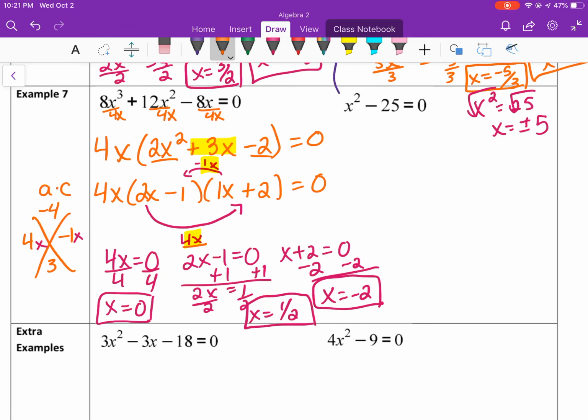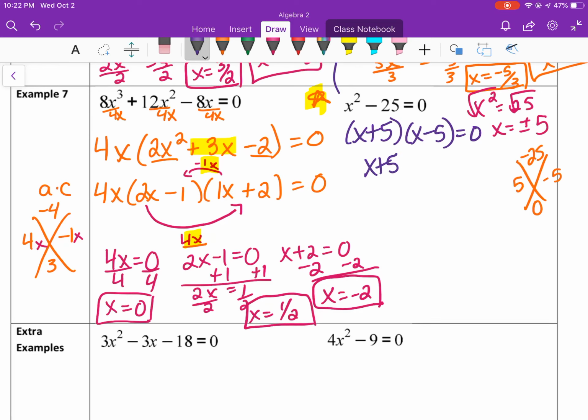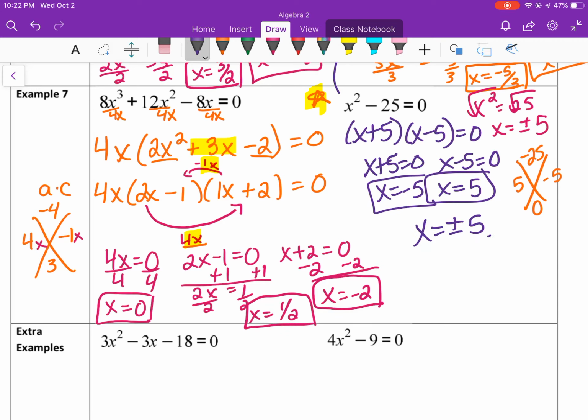But if you want to factor it, since there's no b term, what multiplies to negative 25 but adds up to 0? That's 5 and negative 5. This is a difference of perfect squares, if you can recognize that pattern. This one factors to x plus 5 and x minus 5. So x plus 5 could equal 0, or x minus 5 could equal 0, so x could equal negative 5, or x equals 5. Sometimes written as plus and minus 5 for short.